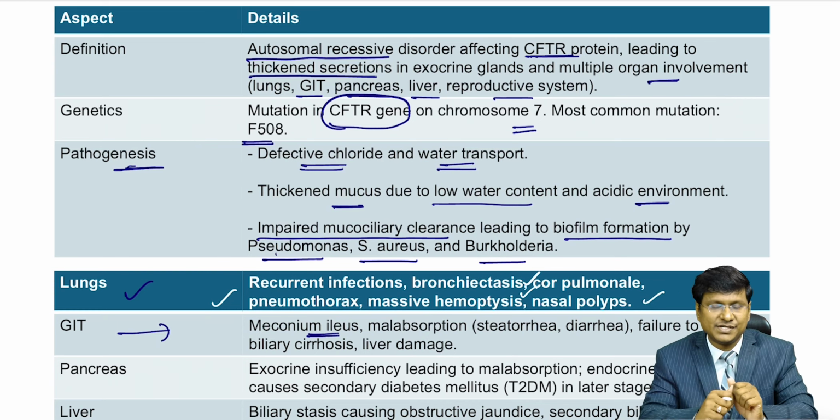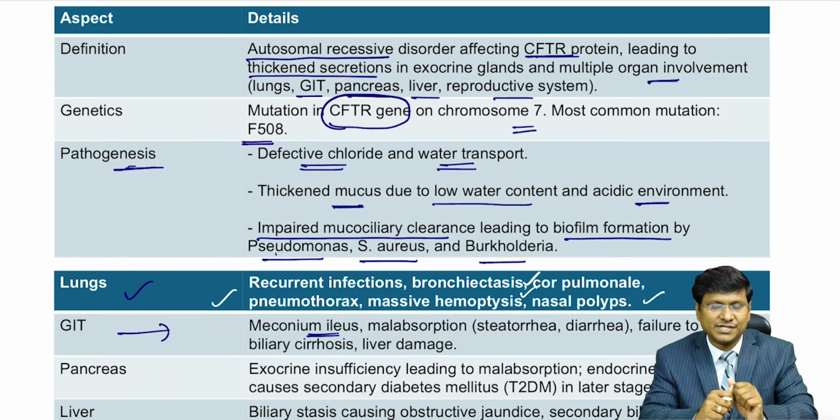Then followed by that, what will be the pancreatic involvement? So there is exocrine pancreatic insufficiency. Thereby, the enzymes required for digestion of carbohydrates, lipids, and proteins are deficient. So because of the exocrine deficiency, there will be malabsorption. And endocrine involvement can also be there, and that will result in the development of diabetes mellitus, but that will happen in the later stages.